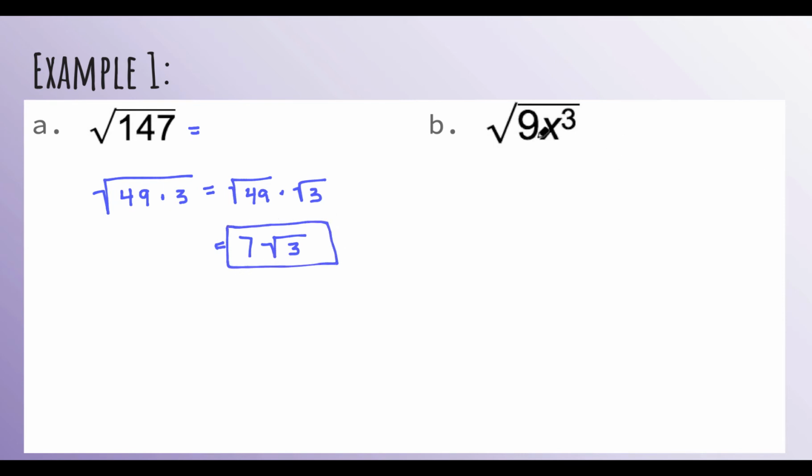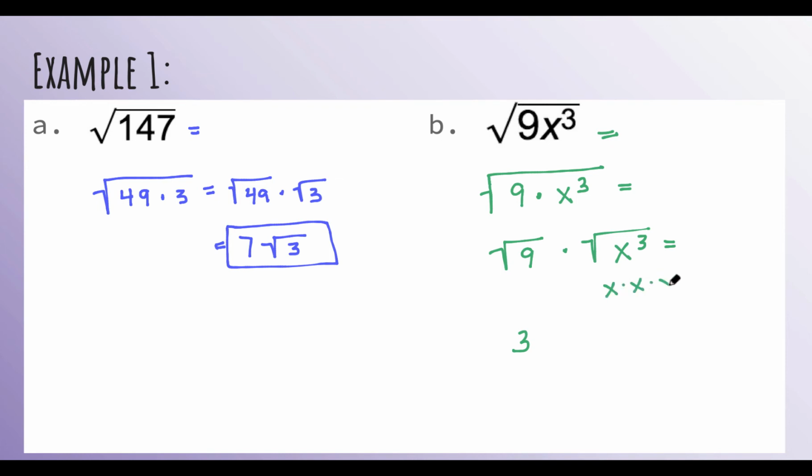Next one, we have the square root of 9x cubed. So this is equal to the square root of 9 times x cubed. We can use the product property of radicals to rewrite this as the square root of 9 times the square root of x cubed. Since 9 is a perfect square, the square root of 9 is equal to 3. X cubed can be written as x times x times x. Since there's a matching pair, we get to take 1 out of the radical, and we're left with 1 underneath the radical. So this simplifies to 3x times the square root of x.